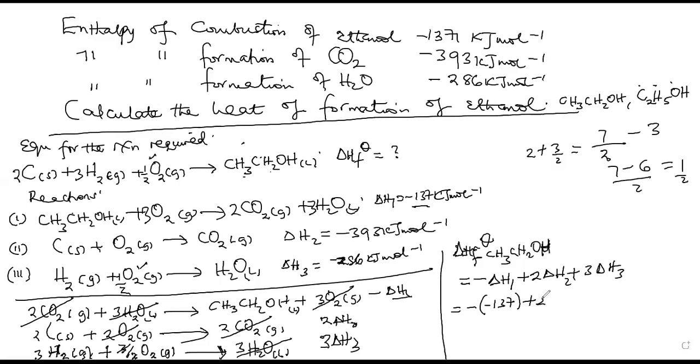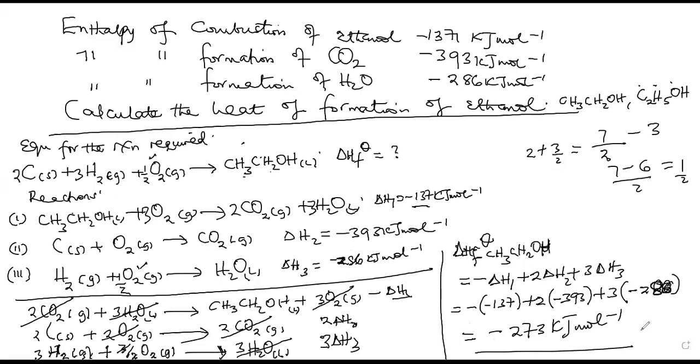plus 2 DH2, which is negative 393, plus 3 into DH3, which is negative 286. On working this out, you're going to get the answer like negative 273 kilojoule per mole. That is my third example.